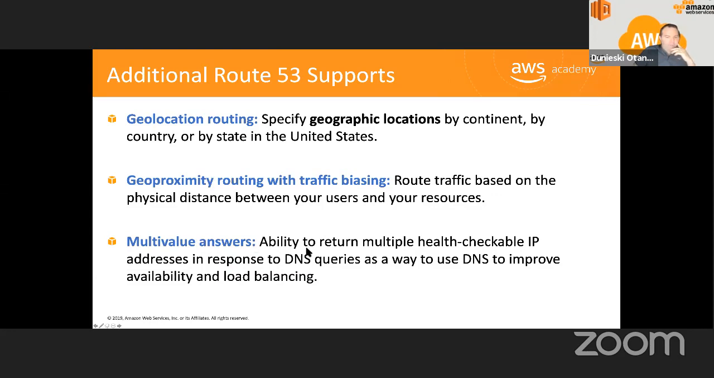Multi-value answers. It has the ability to return multiple health checkable IP addresses in response to DNS queries as a way to use DNS to improve availability and load balancing. So with multiple answers, if you want to route traffic approximately randomly to multiple resources, such as web servers, you can create one multi-value answer record for each resource and optionally associate an Amazon Route 53 health check with each record.